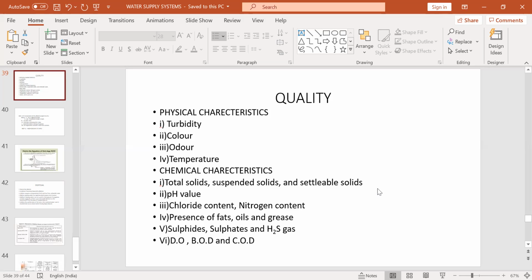It might fall to 6 or 5.5. So as and when it becomes more and more stale, it becomes acidic. Okay. Again, chloride content, nitrogen content. Okay, then presence of fats, oils, and grease.